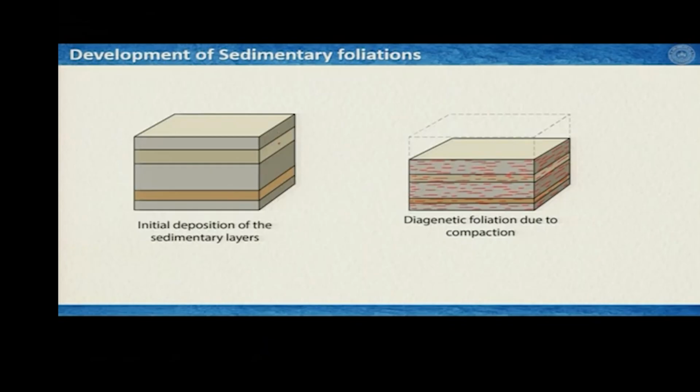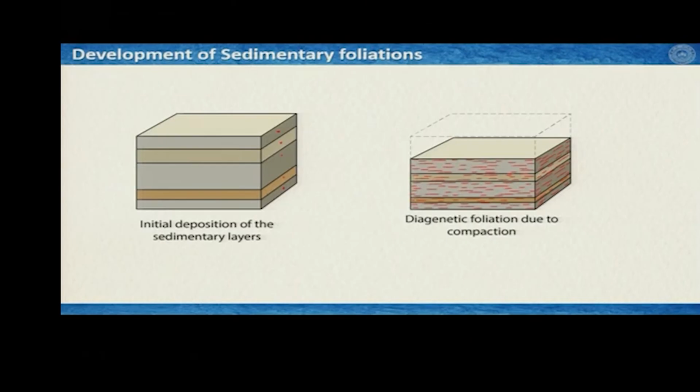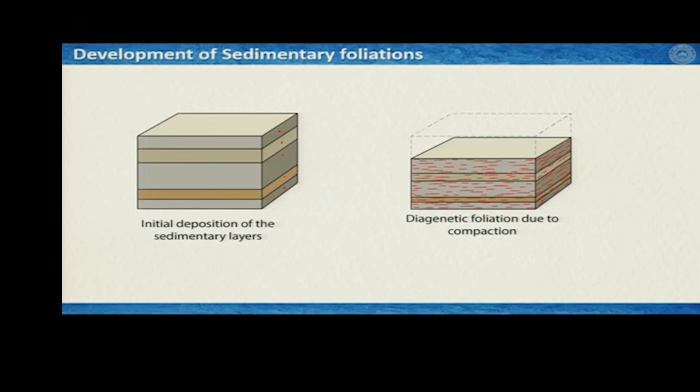So, compositions may vary from one layer to another layer, and because they are deposited along a plane, they define planar fabrics, and we call it bedding foliations. When these rocks got lithified due to dewatering, then some minerals do form at the time of dewatering. At the same time, the flaky minerals also reorient themselves along the compaction direction, and the foliations that develop at that time, we call diagenetic foliations.